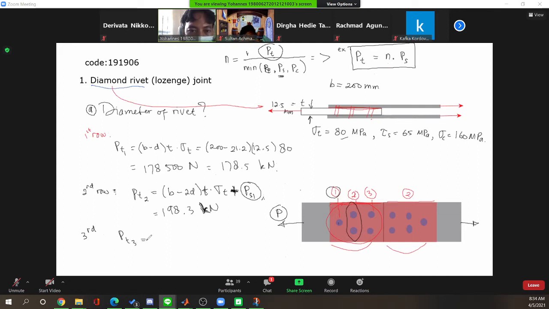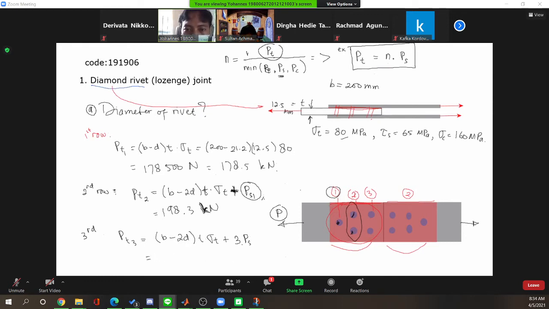We have 2 rivets also. But please don't forget to add the shearing resistance of the total rivets in front of the third row. Okay. So here, in front of the third row, we have 1, 2, and 3 rivets. So here we have 3 times the shearing load, okay, for 3 rivets.